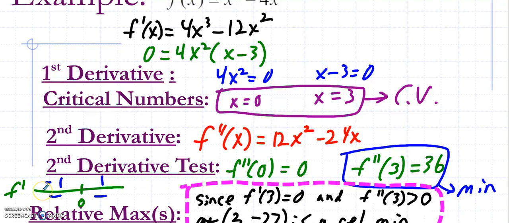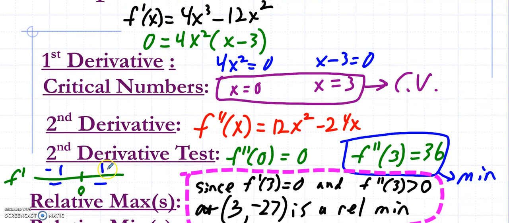Now over here, I want to try my increasing decreasing chart just to really see, is 0 a relative minimum or maximum. I plugged in -1 and +1. I have to be careful not to plug in anything larger than 3. And I see that they're both negative. Remember, I'm plugging them into the first derivative. So that just tells me that 0, although it was a critical value, is not a relative minimum or maximum.